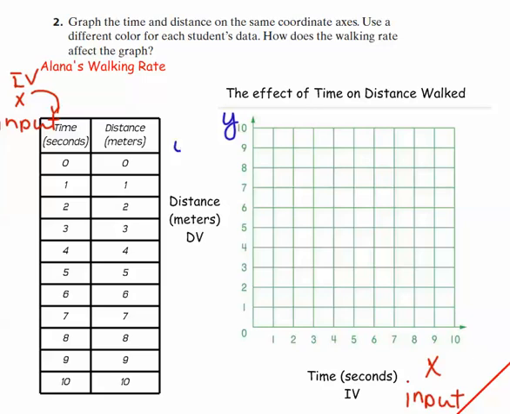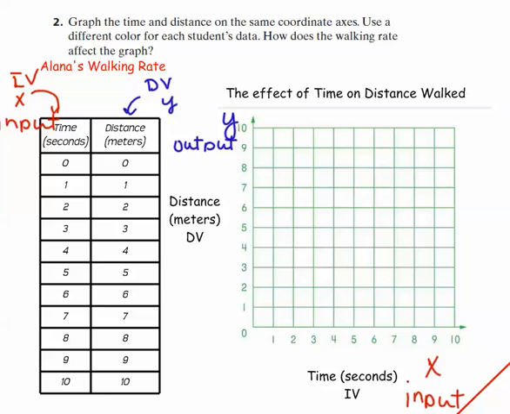Mathematicians might also call that the output. And the DV is going to occur in our table in the right column. So our DV is here. It goes on our y-axis, and again, it is the output of our data set.